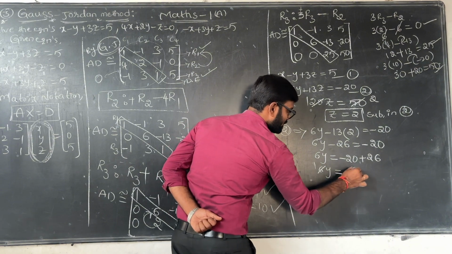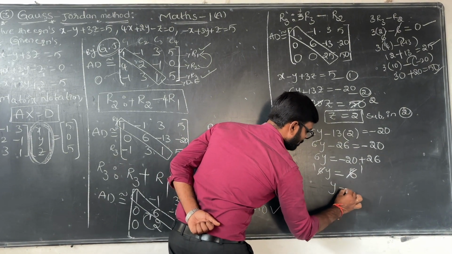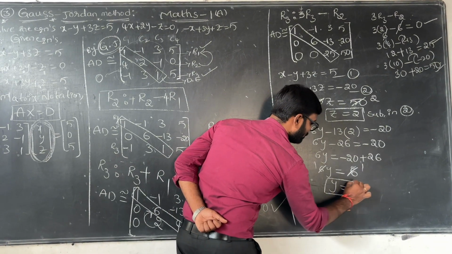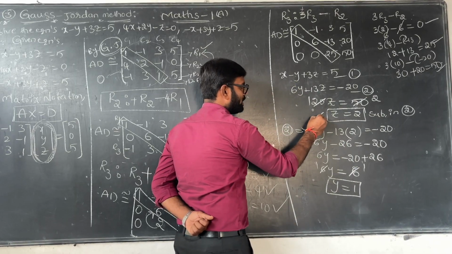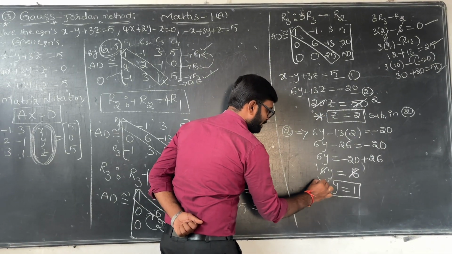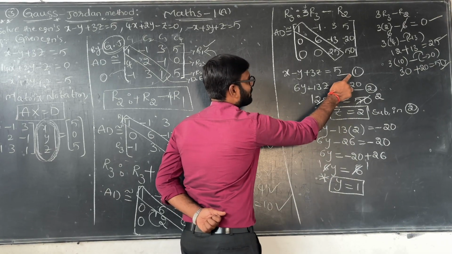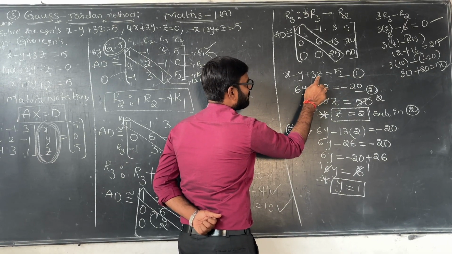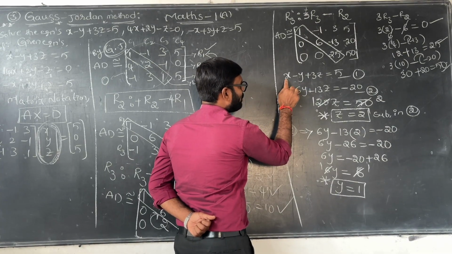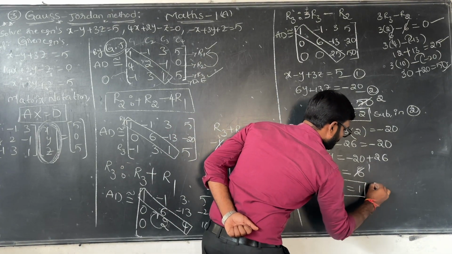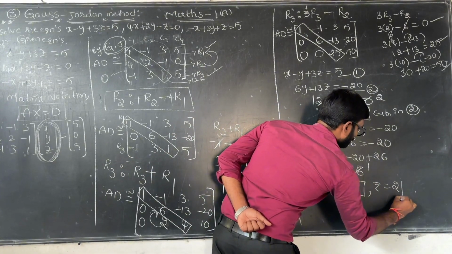Next, 6 1s are 6, gets cancelled. So finally y is equal to 1. So here we get z is equal to 2 and y is equal to 1. Next, z and y both are substituted in the first equation. Here the z value, here the y value. Then you will get the x value. z is equal to 2.